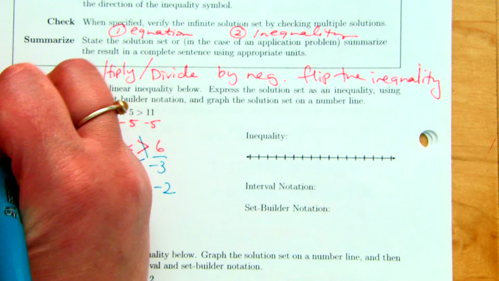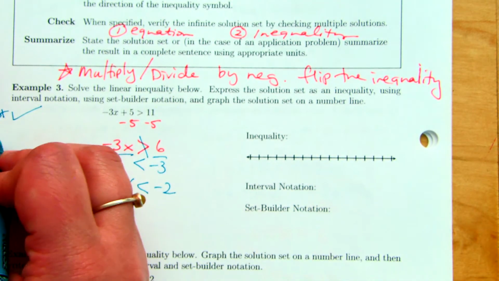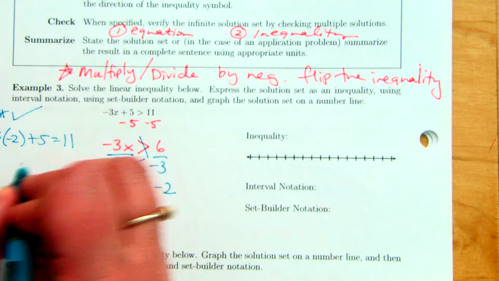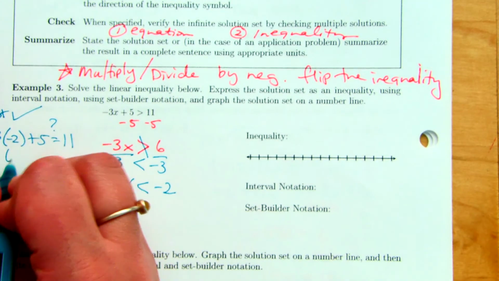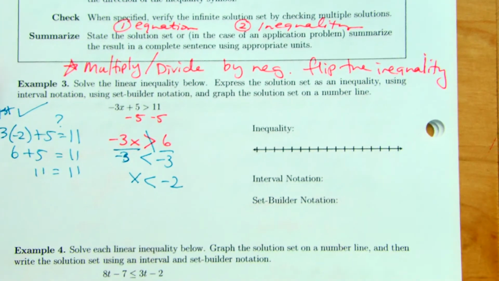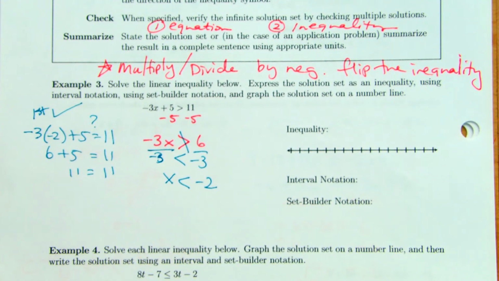Then I was saying for your first check, you want to treat this like it's an equation. Negative 3 times negative 2 plus 5 equals 11. Does it? 6 plus 5 equals 11. 11 equals 11. The reason why we do that equation check is because we want to make sure that we got the right borderline number. I want to make sure I didn't make any mathematical errors along the way, and I want to make sure that this number, negative 2, is really the borderline, because it's not the solution. Negative 2 is not the solution because it's not an equation.